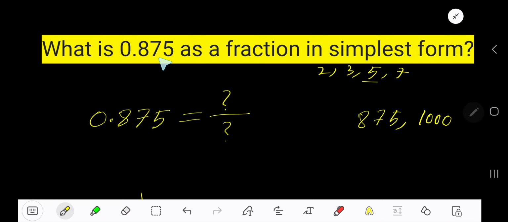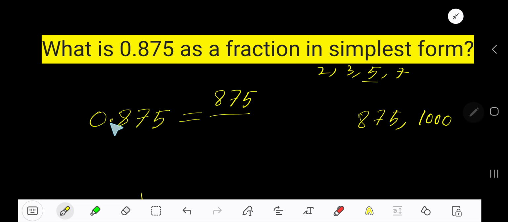What is 0.875 as a fraction in simplest form, lowest term, or reduced form? So we need a numerator and denominator. For the numerator, just ignore the decimal and write the number you are getting. So 875, after skipping the decimal, is our numerator.